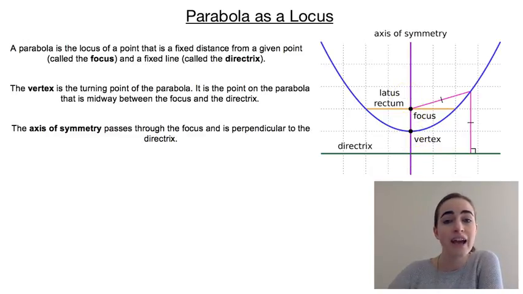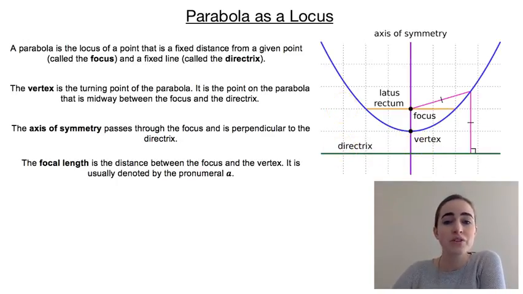Every parabola will have an axis of symmetry. So in this one, that's that purple line running down there. But using our new terminology, we know that that axis of symmetry is going to pass through the focus of the parabola, and it's going to be perpendicular to that directrix.